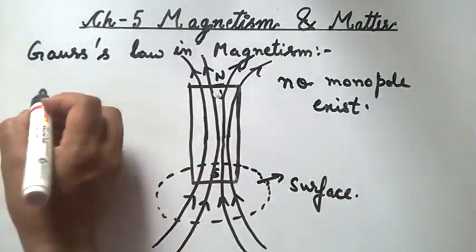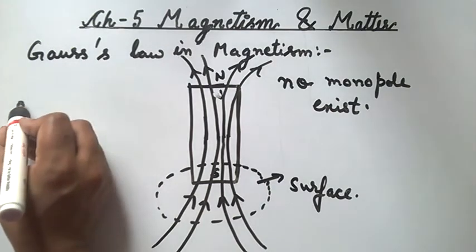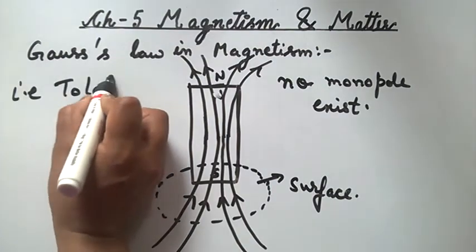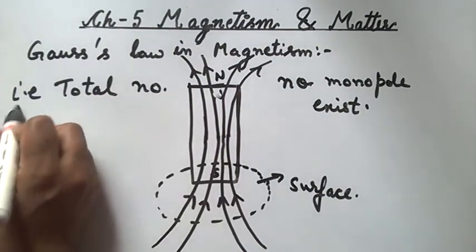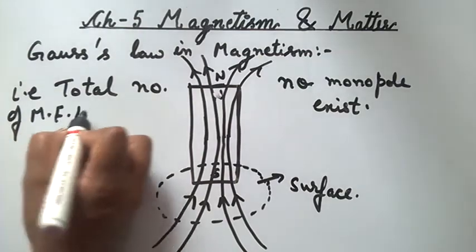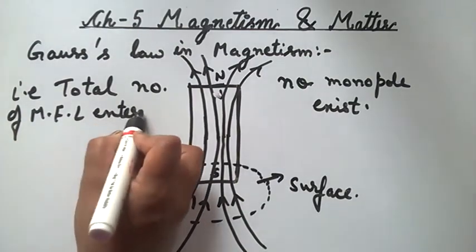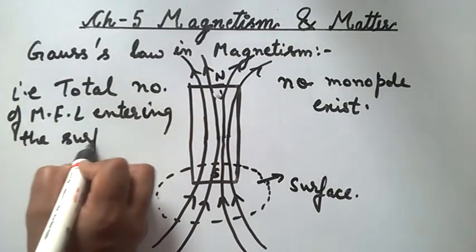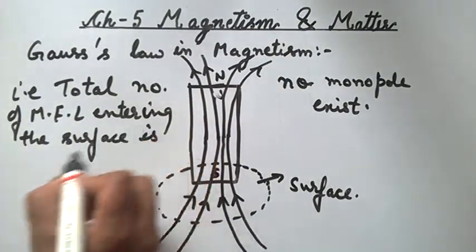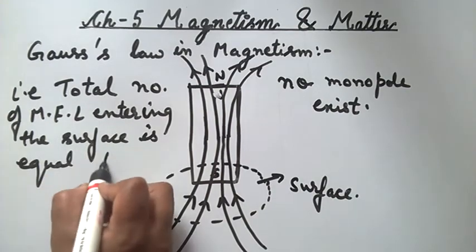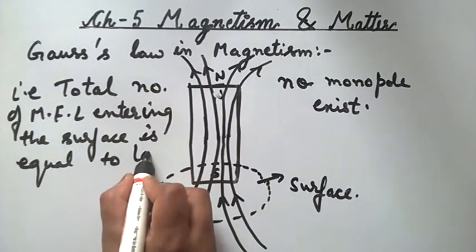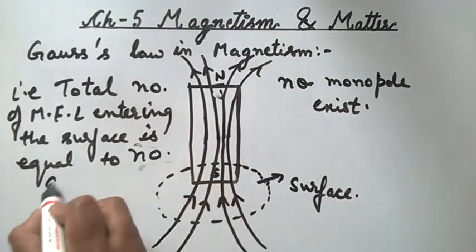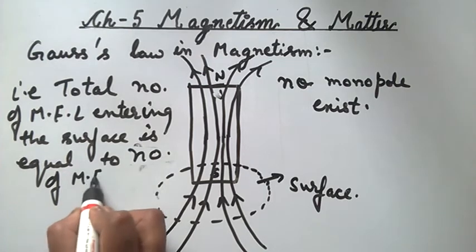Or we can say that the total number of magnetic field lines entering the surface is equal to the number of magnetic field lines leaving the surface.